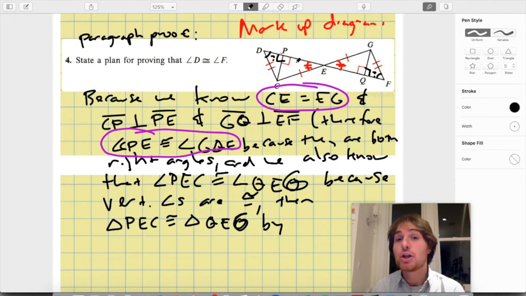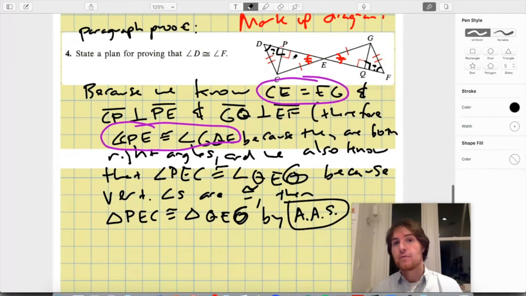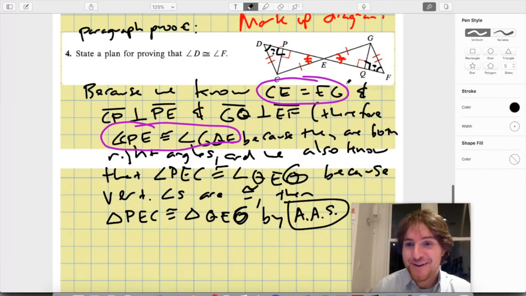That side is not included between the two congruent angles. Look at here, we don't know that PE is congruent to EQ. We know that a non-included side from those two angles are congruent to one another here. So this is by AAS, okay? If you just wanted to say I could prove those two triangles congruent by AAS, great. You don't have to say the vertical angle theorem here. But I'm writing out a complete paragraph proof in case you want another example of this. Okay. All right.